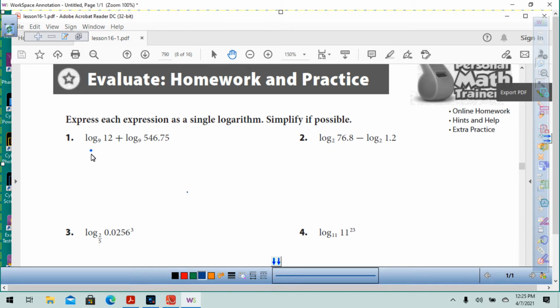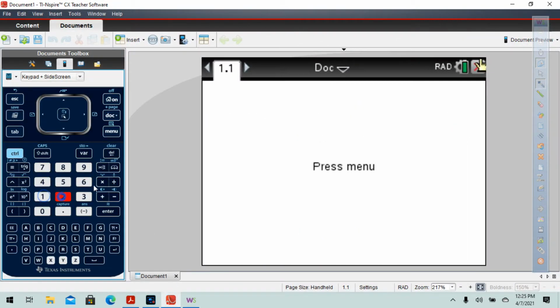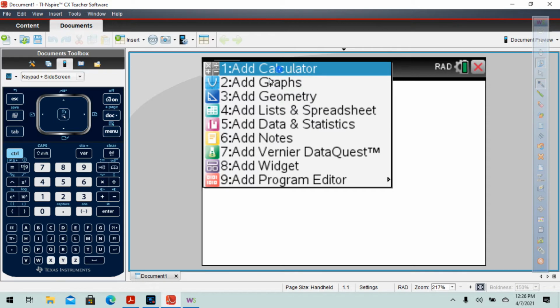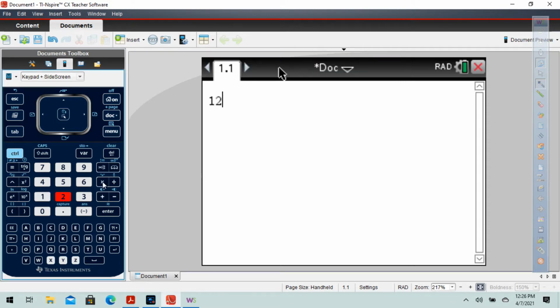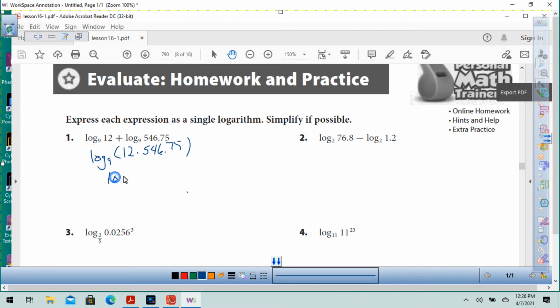We can make it into a single logarithm: log base 9, and then that's 12 times 546.75. And that's 6561. So that's going to be log base 9 of 6561, which is just 4.